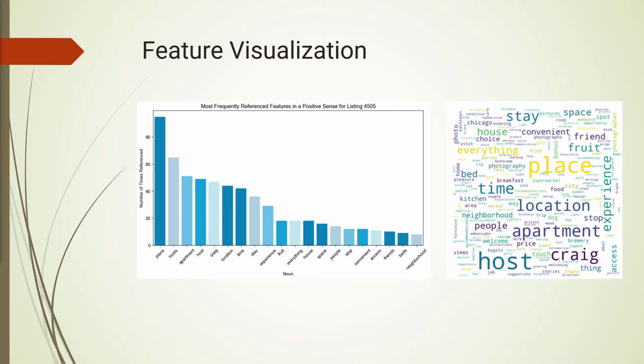Now here you can see an example of what to expect after running the program on all the reviews for a particular listing. On the left you can see we have a bar graph which shows you the most frequently referenced features in a positive sense. And on the right we have a word cloud which just uses the same information and converts it to a word cloud. We would produce one bar graph for the nouns referenced in a positive sense and one for all the words referenced in a negative sense. So you can get an idea of all the good aspects of a listing and all the bad aspects of a listing.